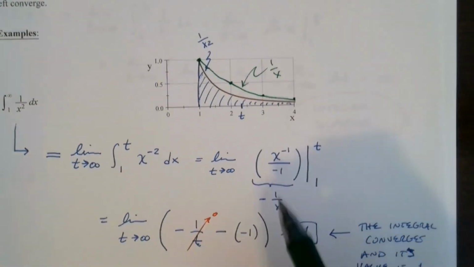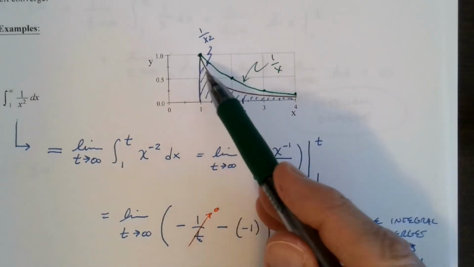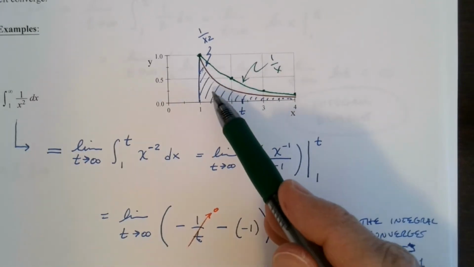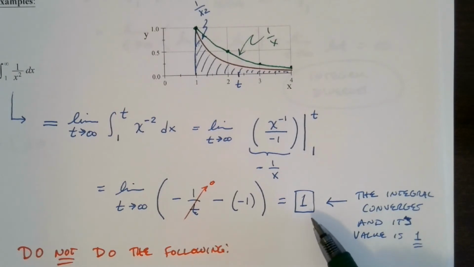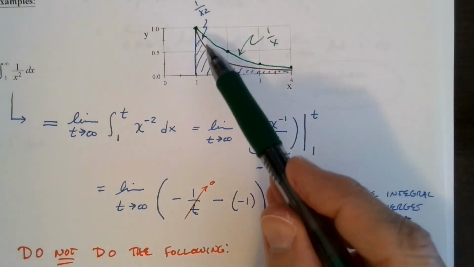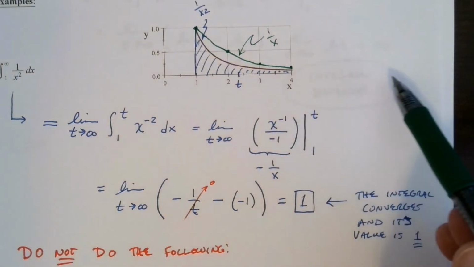Okay, so let's think about this now. This shaded in area that I have here under the curve 1 over x squared, that area is finite. In fact, the area that I've shaded in is exactly equal to 1. Isn't that amazing? The total area that I've shaded in is exactly equal to 1. Even though this perimeter is infinite, because how far do I go down this way? Forever.